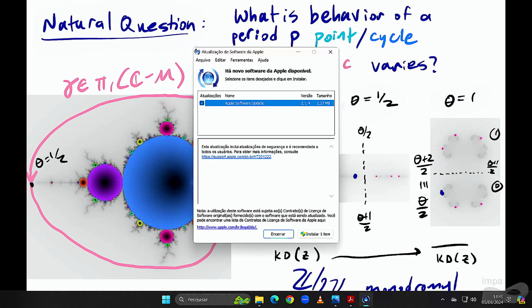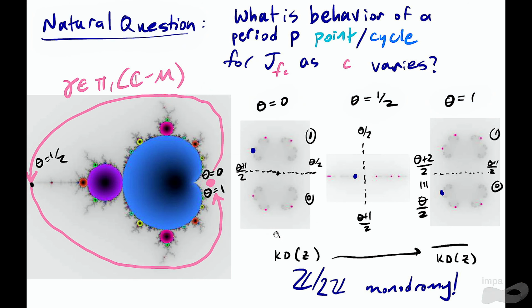There's 2 pieces of information that you can keep track of when you're looking at a polynomial in your moduli space. One of them is what's called a characteristic angle. And this is an angle that lands at the critical value of our Julia set in the dynamical plane.